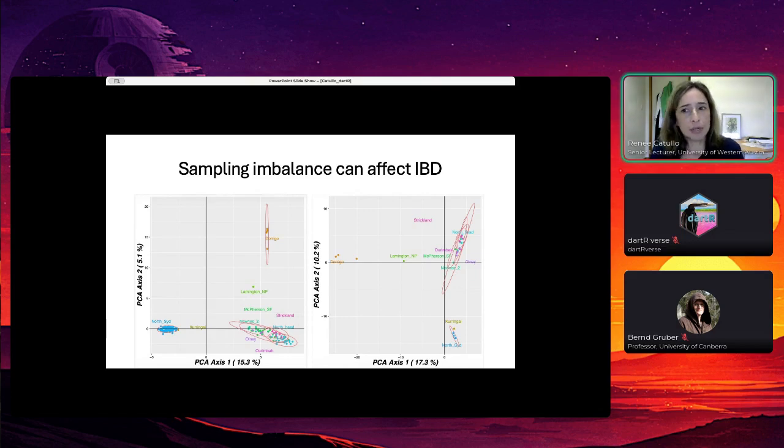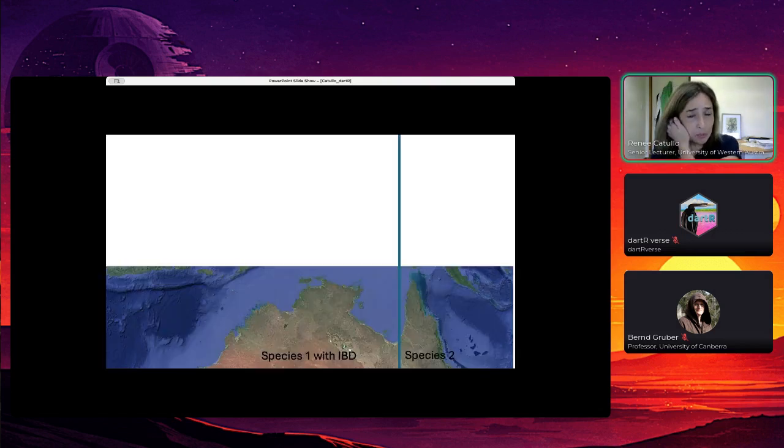So you can very much influence your estimations of things like isolation by distance and how distinct a group is by just having the wrong number, like having a really big sampling imbalance. So what's the mechanism by which this occurs?